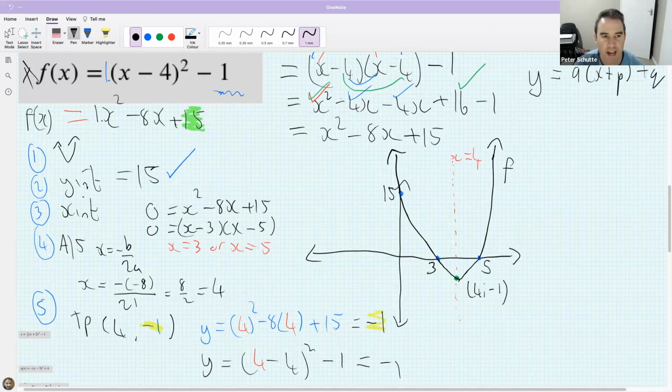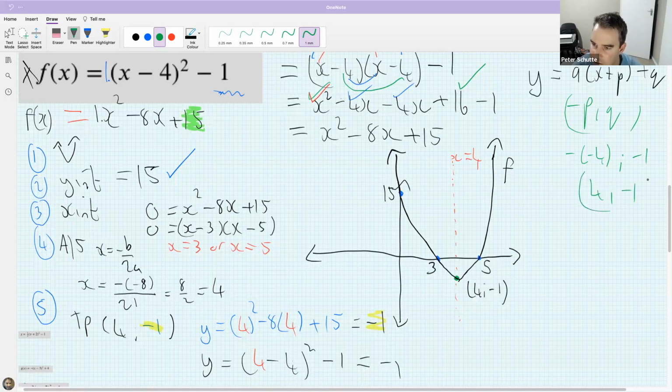So if you look at this thing at the moment, what is minus PQ? It's just going to be minus 4 and minus 1. And so you can get the turning point straight from the graph. But I just thought for today, I'll show you that you can also work it out using the long way. And as we get more comfortable with the turning point form, we can also use that.